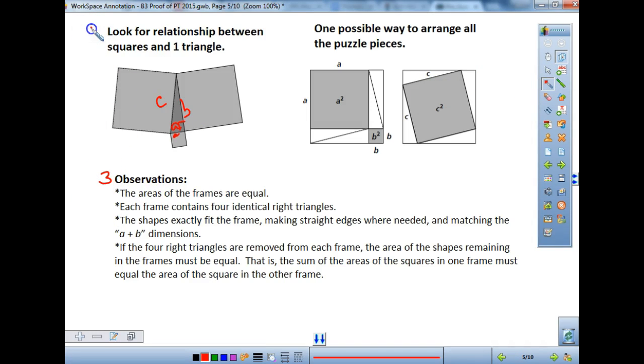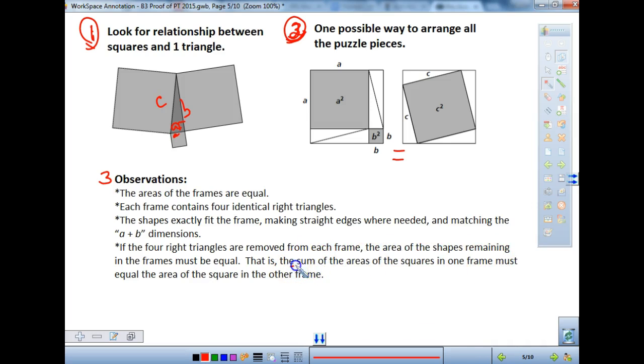So this was 1, 2, and then 3. And pause the video so that you can write all of these down. The areas of the frames are equal. We know this frame equals this one. Each frame contains the identical 4 right triangles. The shapes fit exactly in the frame by matching A plus B dimensions. The 4 right triangles, like we said, were removed from each side.